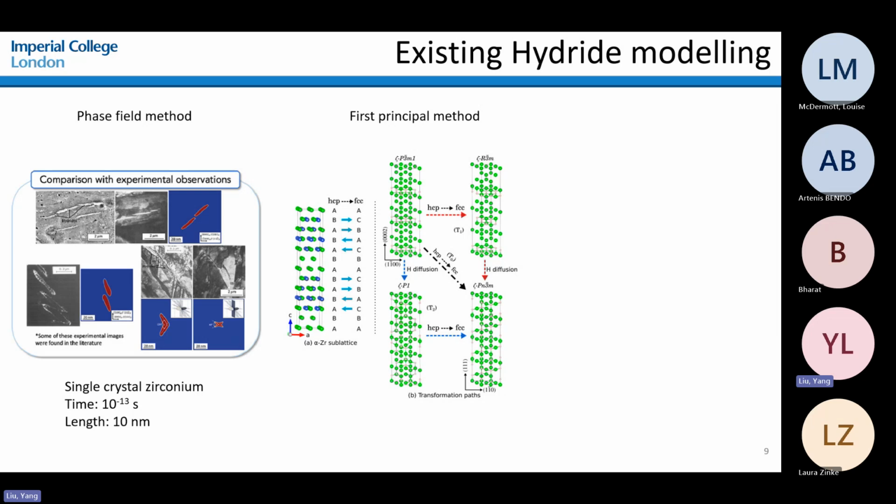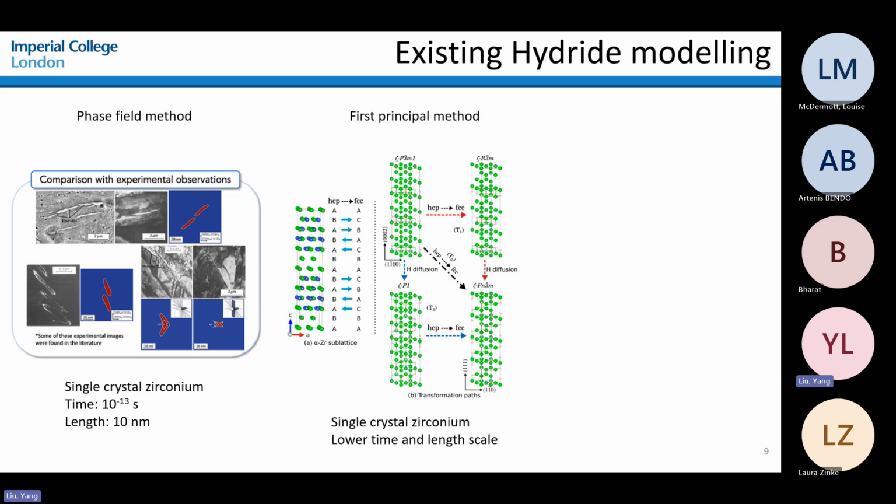But the disadvantage of the phase field method is that it takes up a very short time throughout the history, which is basically hours in the real thermomechanical cycles. And also the length scale that they are simulating is about 10 nanometers, which is not really relevant to the industrial scales that we want to understand, and also the microstructural responses at the crystal level.